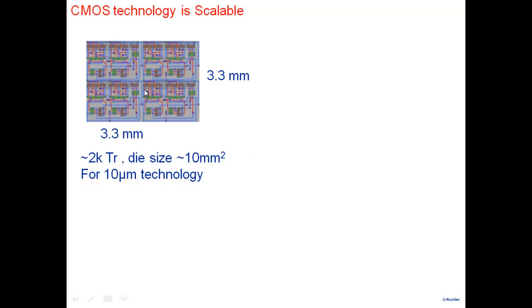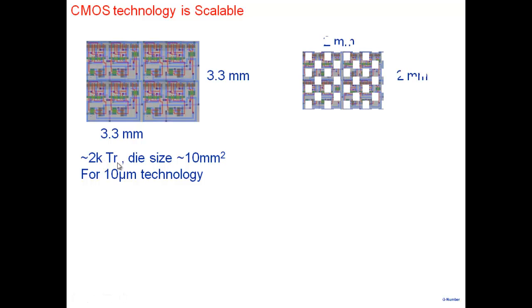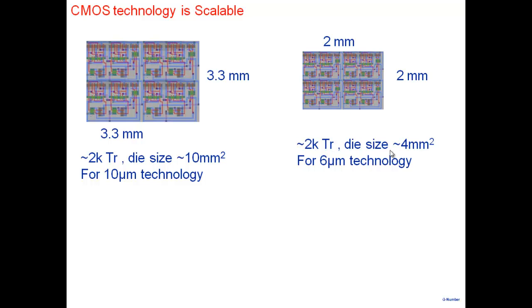So I was giving you this particular example that we have a chip, 10 mm square, 2K transistor density. Now, suppose I go to a 6 micron technology. I shrink my transistor sizes. So from 10 micron, I go to 6 micron. As a rough rule, 3.3 becomes 2 mm. The same circuit will become 2 mm, and this will become 2 mm here. And so the whole 2K transistors will now fit into 4 mm square.